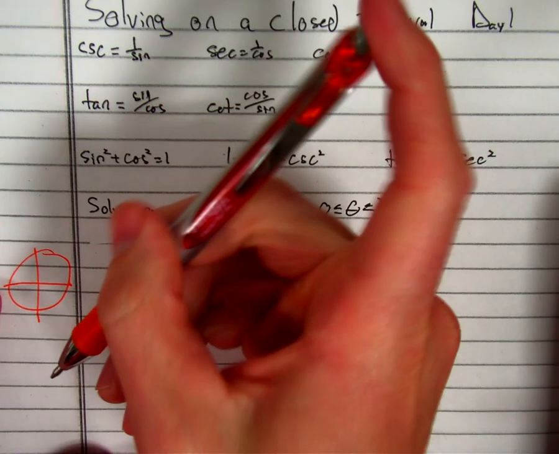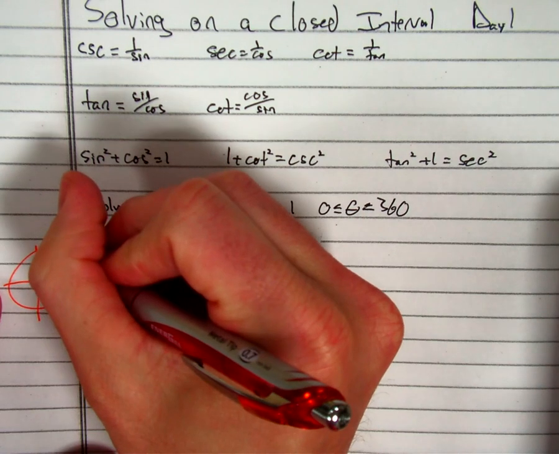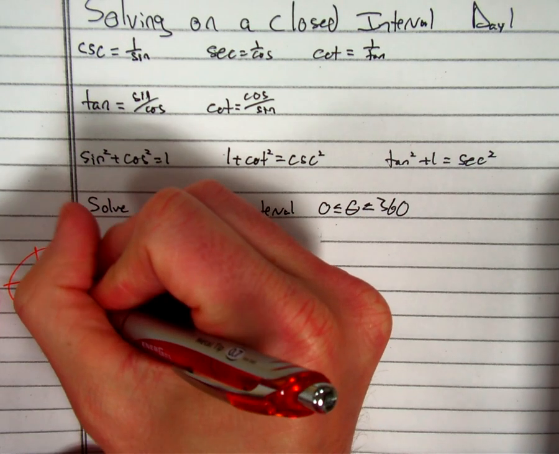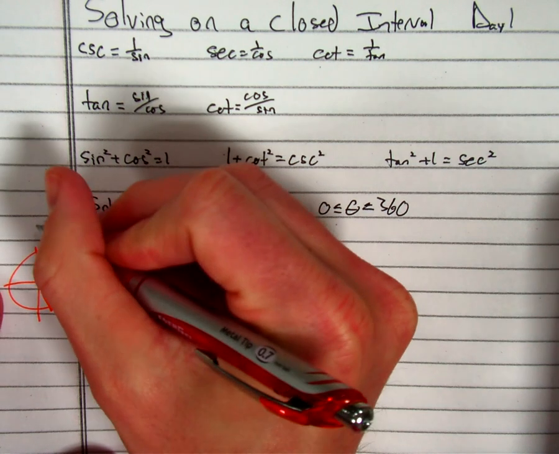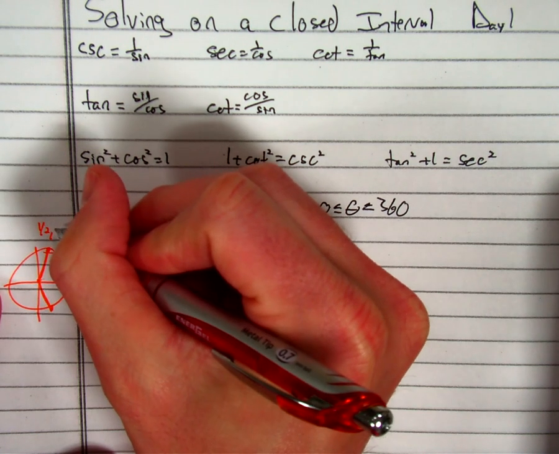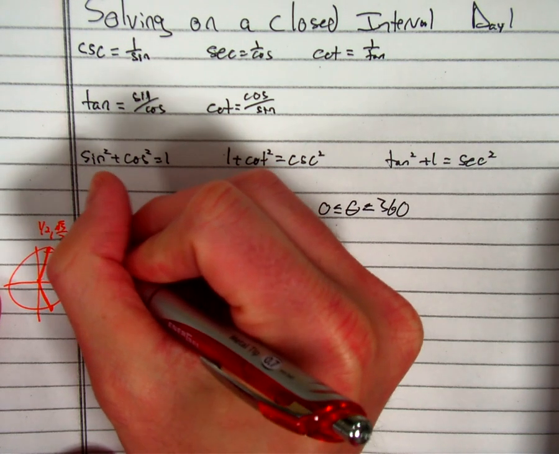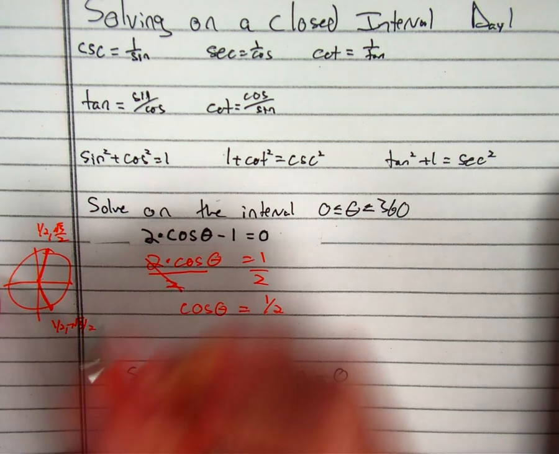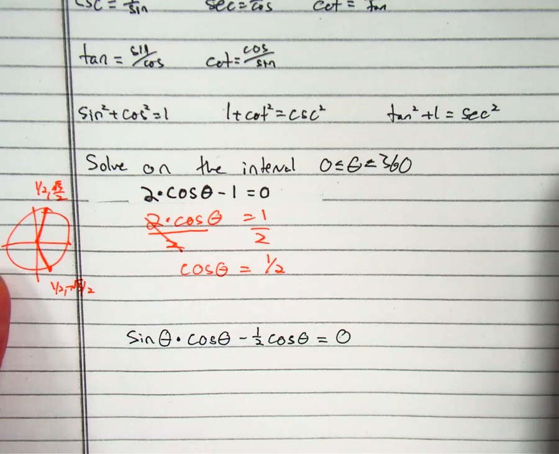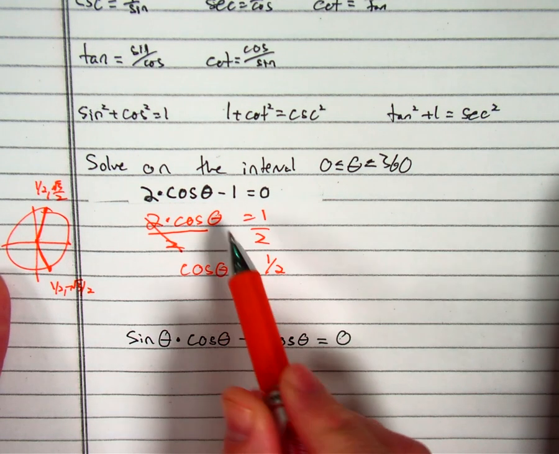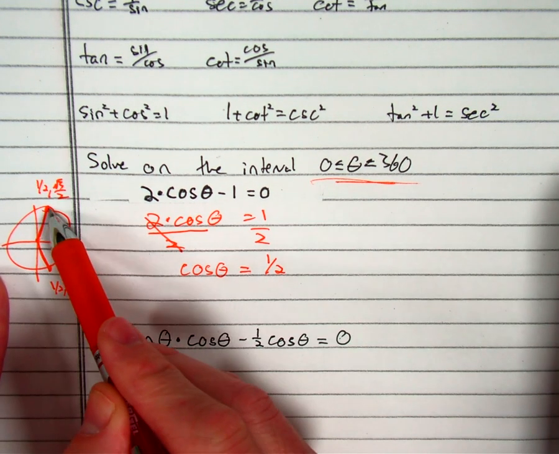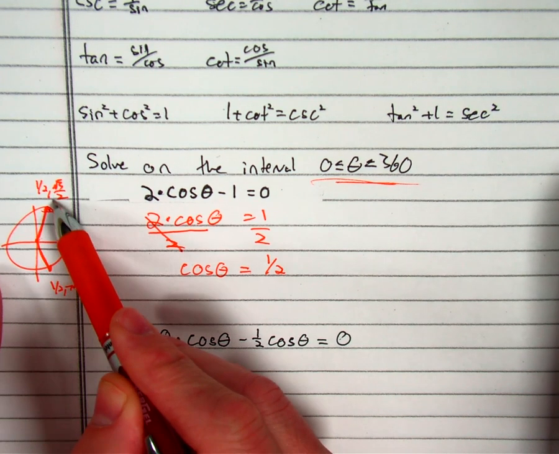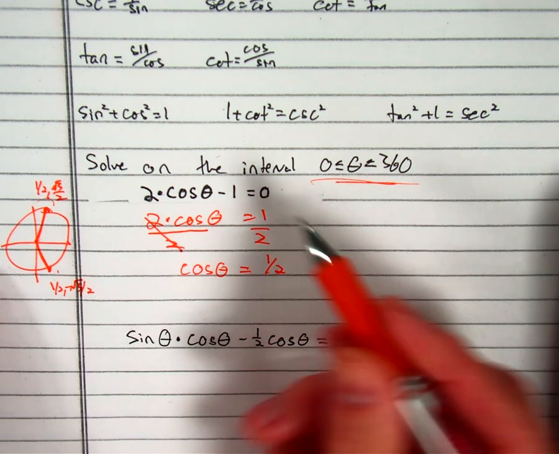Alright, cosine is going to equal 1/2 right here and right here, positive 1/2. They would be at positive 1/2, comma, radical 3 over 2, and this is positive 1/2, comma, negative radical 3 over 2. Okay, so that is at degrees. That would be 60 degrees and 300 degrees.